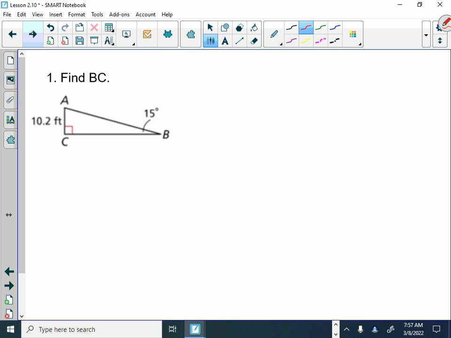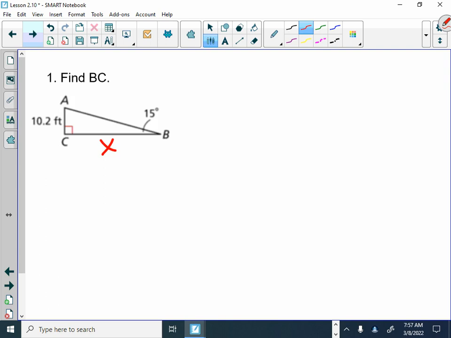Alright. I need to find length BC, so that's what I'm going to call x. I'm given that this angle right here is 15 degrees. You're never going to use the right angle because this is a right triangle trick. Every triangle we work with should have a right angle, so you're going to work with the acute angles. I'm given 15 degrees is angle B. I'm given that this length is 10.2, and I'm asked to find x.